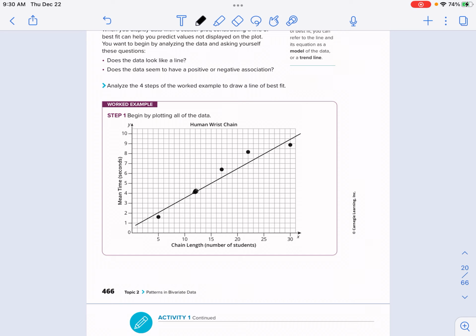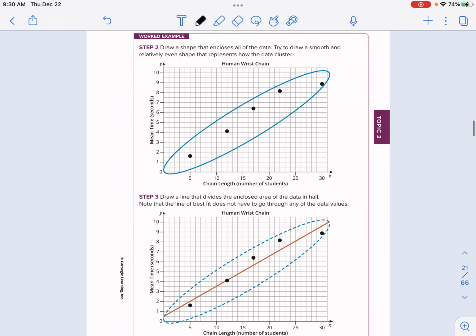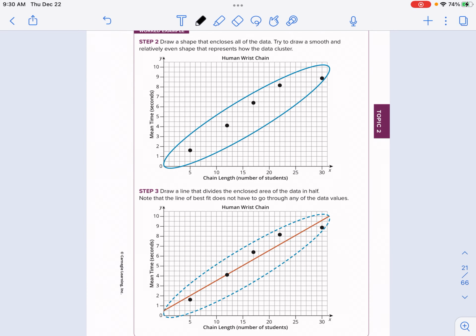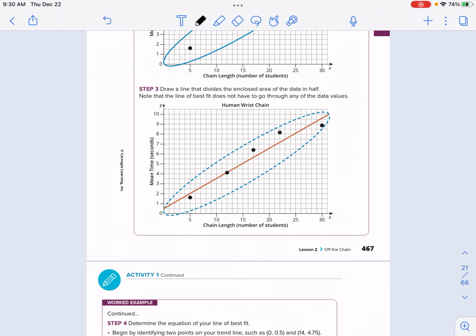But if you're not sure how to draw a line, the best way to do this is first by plotting all the data. So these 5 points here. Moving on to the next page. After you have all the points graphed, you can draw a circle that encloses all the data. So here we have this diagonal stretched out circle or ellipse. And then with that, you draw a line that kind of cuts that circle in half. So this line here, this is the thing that we want.